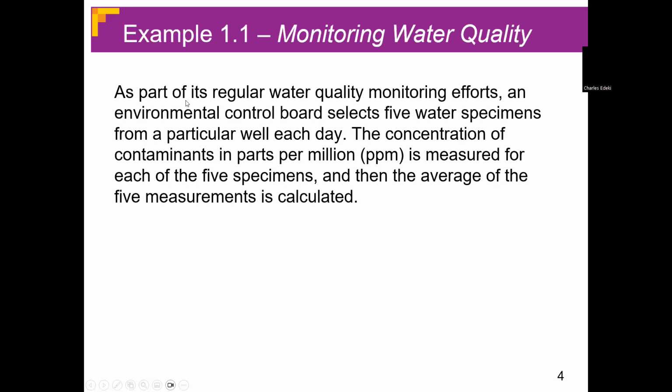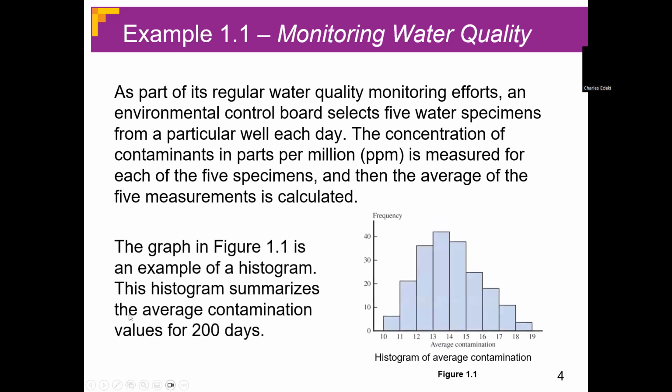Now, as part of its regular water quality monitoring efforts, an environmental control board selects 5 water specimens from a particular well each day. The concentration of contaminants in parts per million, or ppm, is measured for each of the 5 specimens. And then the average of the 5 measurements is calculated. Now, if all these 5 specimens had the same value, then we could say there's no variability. But here we are assuming each specimen has different values. So the graph here shows an example of a histogram, and this histogram summarizes the average contamination values for 200 days.